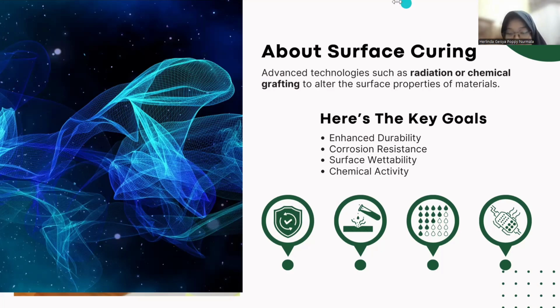And then the third is surface wettability. It modifies how liquids interact with the surface, like making it hydrophobic to repel water, or creating a hydrophilic surface to enhance water absorption. The fourth is chemical activity, where it adds specific functionality such as catalytic or absorption activity that is important for applications like sensors, energy devices, or advanced filtration systems. Move to the next slide.